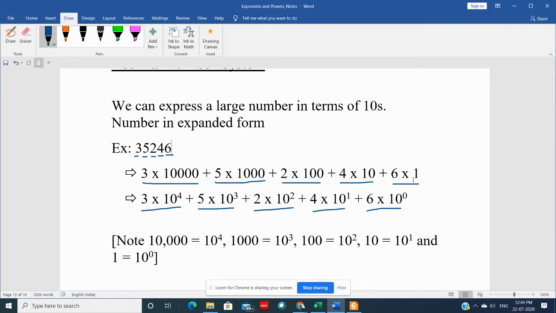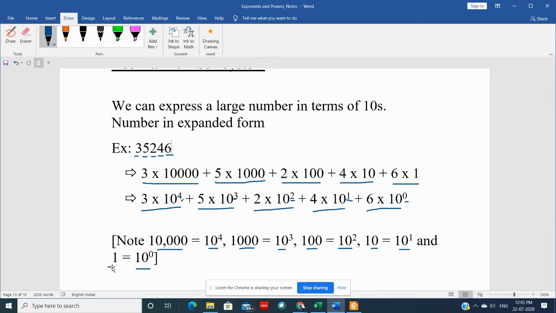Simple. All right? So now, if you notice here, the powers are reducing. See, this is 4, 3, 2, 1 and 0. Right? So 10 raised to 4 is your 10,000. 10 cube is your 1,000. 10 square is your 100. 10 raised to 1 is actually your 10, and 10 raised to 0 is actually your 1. All right? So this is how you can do this kind of sums.